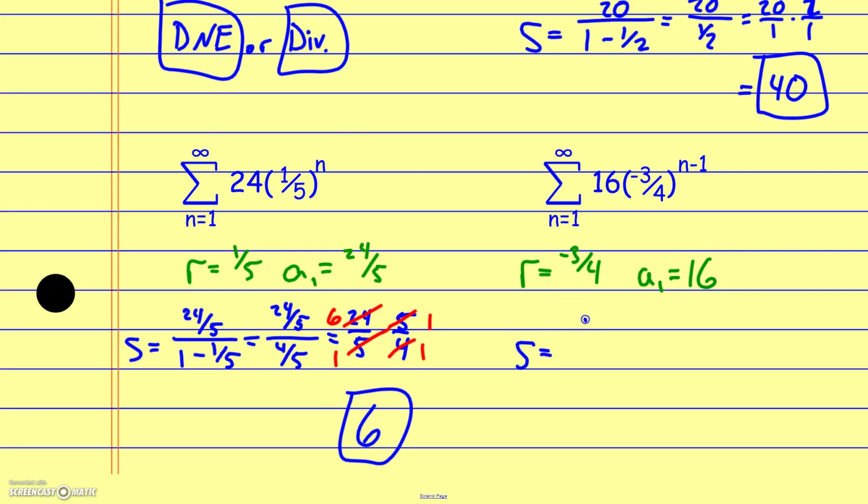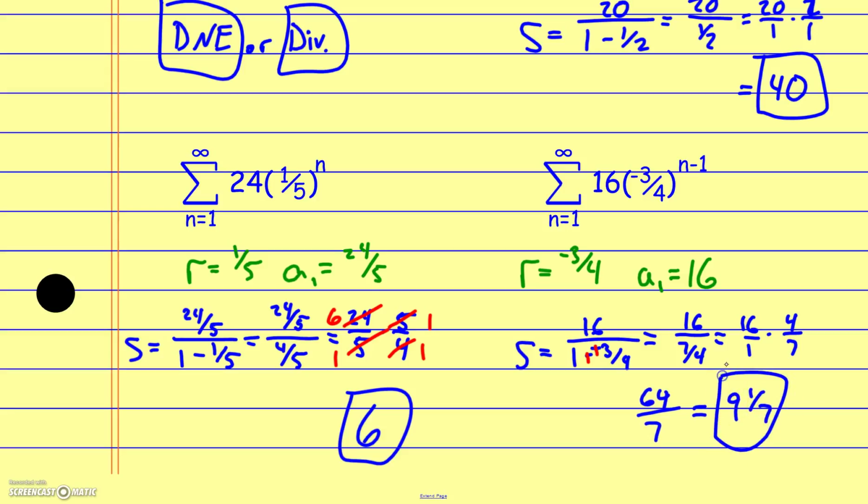So the sum equals 16 over 1 minus a -3/4. And keep in mind that is minus a -3/4, which is like adding the opposite. You might have to get common denominators here, and that's okay. That's going to be a 7/4. And now dividing by a fraction is the same as multiplying by the reciprocal. So that's going to give me a 64/7, which I guess I would say accept that as an answer. Or you can write it as a 9 1/7. Okay, so leave it as a fraction or a mixed number, not as a decimal.